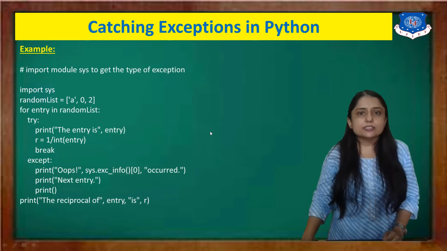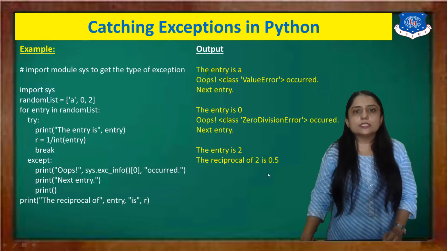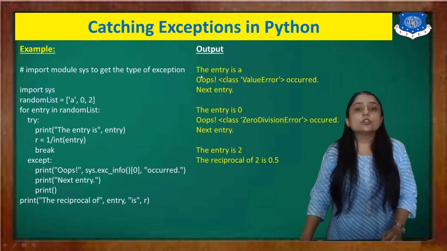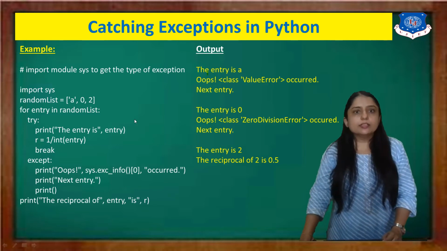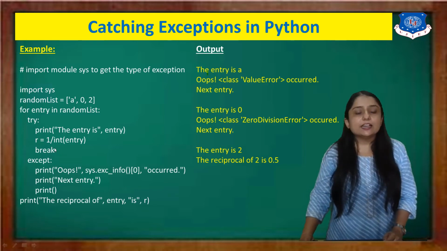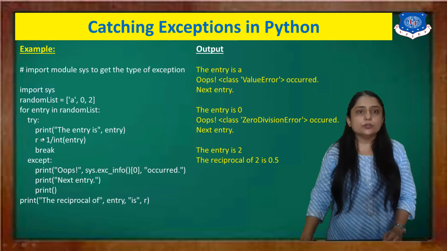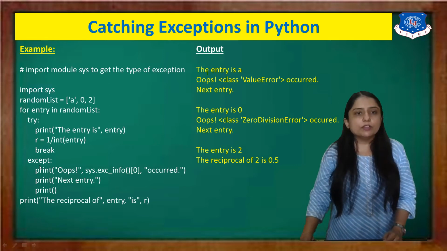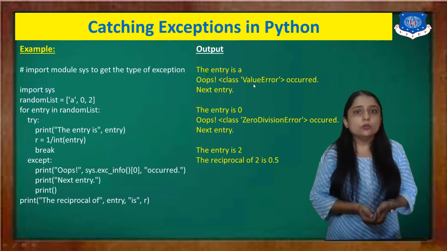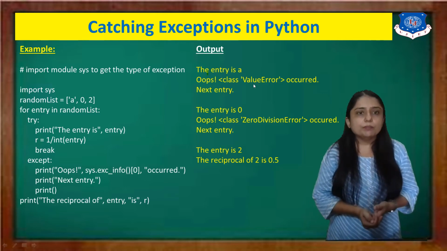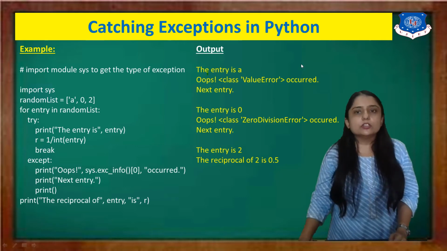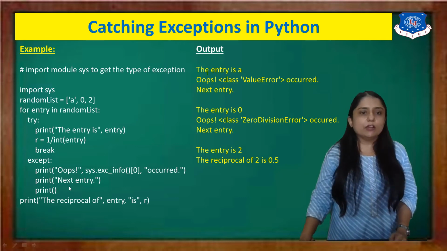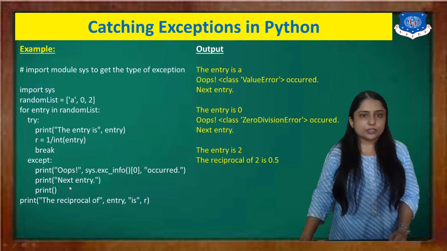So when I run this, here is my output. So the entry is, first I want to consider that is 'a'. Then here, as we see, we cannot convert 'a' into an integer. So here what do we have to write down? See here, this is the ValueError. We cannot pass the alphabet. So this is ValueError. Then we have to write down the next entry.